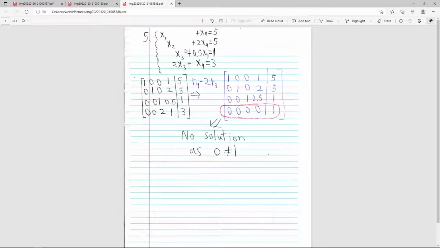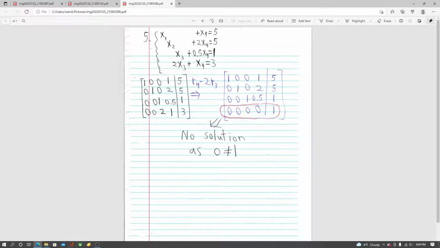And finally, this is another one. There's a matrix, and it's a lot of zeros already. But we do row 4 minus 2 times row 3, and that'll get it so we have a row full of zeros and a 1 at the end. Like the first problem, it's no solution as 0 does not equal 1. But yeah, no solution again for this one. And that's just a few exercises in this idea.